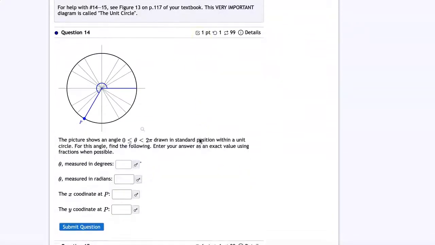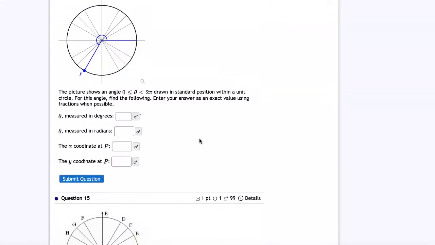Okay, now let's move down to question 14. So in order to do this problem, what we have to do is figure out what is theta in degrees. Okay, so if you start here and you go all the way around, this is 180 plus another 60, so that is 240 degrees. Now what is that in radians? Well, we have a pi, and then we have a third of a pi, which is 4 pi thirds. So you have your 4 pi thirds.